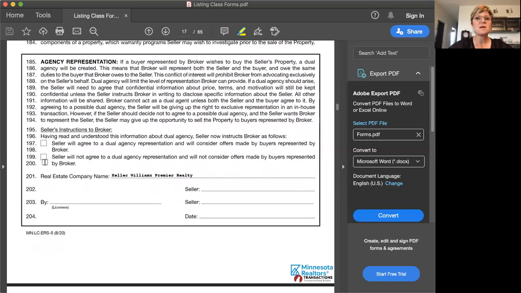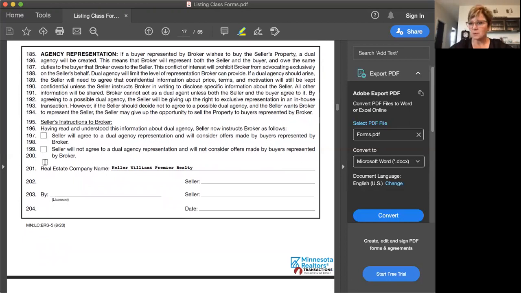Okay. Now, the next section is all about dual agency. So remember in our agency disclosure, we told them what dual agency was. Here's where they get to decide if they want to be in a dual agency situation or not. So you get to say, hey, Mr. and Mrs. Seller, are you okay with being in a dual agency situation? And if they say no, which is great, that's fine. Then your job is to say, not a problem.